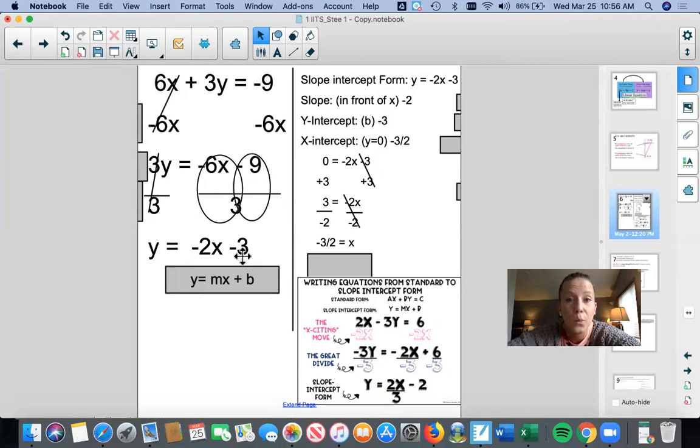Then looking at your y equals mx plus b, or slope-intercept form, you're going to be able to find the slope, the y-intercept, right away. The x-intercept you'll have to solve for, okay?